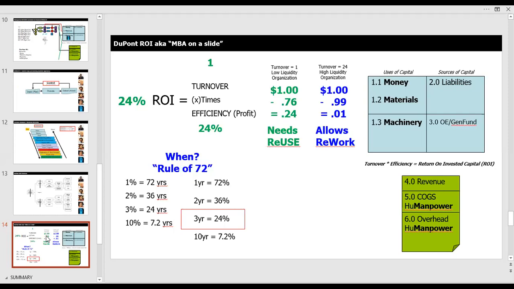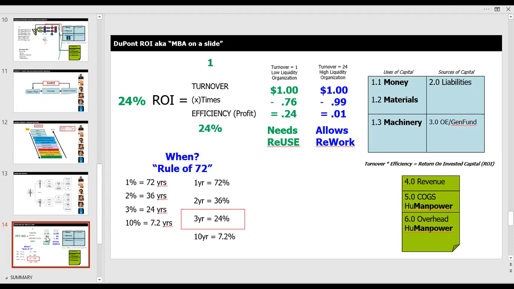And the rule of 72, you can look this up on Wikipedia. Just look up rule of 72, you'll find all kinds of information about it. But basically, the rule of 72 says, if you have a 1% return on investment, it's going to take you 72 years to double your money, roughly. If you have a 2% return on investment, it'll take you 36 years. If you have a 3% return on investment, you're looking at 24 years. And if you have a 10% return on investment, it drops all the way down to 7.2 years.